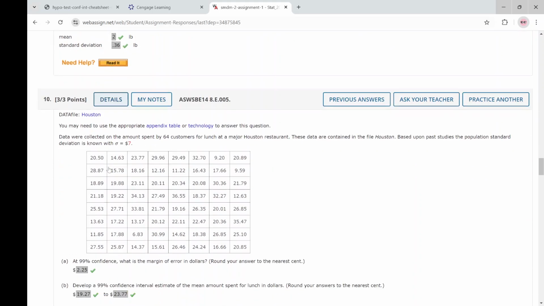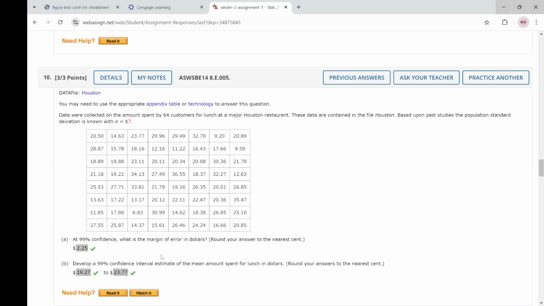Okay, let's do this problem. Mean and standard deviation are not necessary here. For this one, we have to calculate the margin of error. So we have collected data on the amount spent by 64 customers for lunch at a major Houston restaurant. These details are contained in the file Houston. Based upon past studies, the population standard deviation is given. So sigma is given. At 99% confidence, what is the margin of error in dollars?